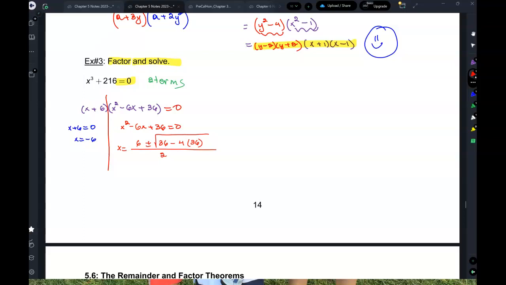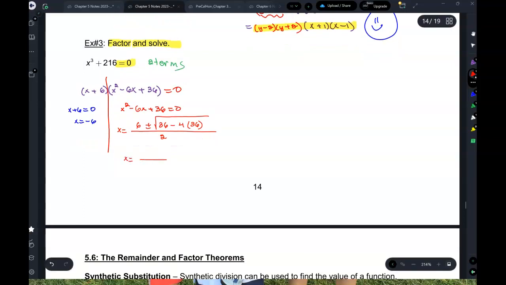So it's minus b. What's b? So negative b is, okay, b is negative 6. B squared, okay, yes. So this is negative b, plus or minus b squared, that's 36, minus 4, a is 1, c is 36, over 2. Okay, so now x equals 6 plus or minus the square root of. Okay, so with your calculators, what's 36 minus 4 times 36? Negative 108.